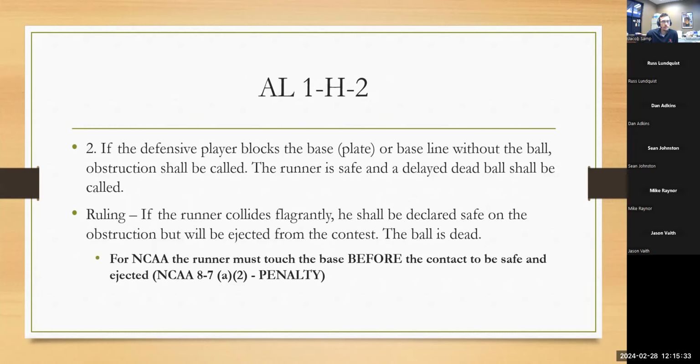A couple more rules. If the defensive player blocks the base, obstruction, safe, and it's a delayed dead ball. So that's going to be our type 2 obstruction. Again, if it's a flagrant collision, we're safe on the obstruction and we are ejected from the contest. We're going to kill the ball immediately. And as a reminder, for the NCAA guys, there is the difference in the timing of the contact.